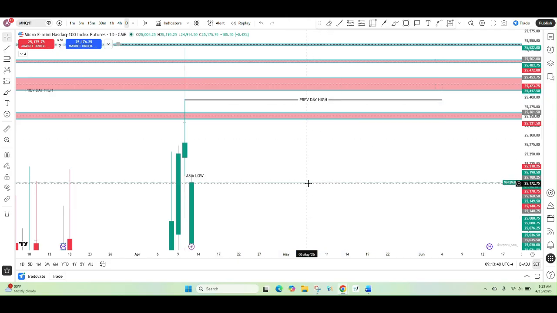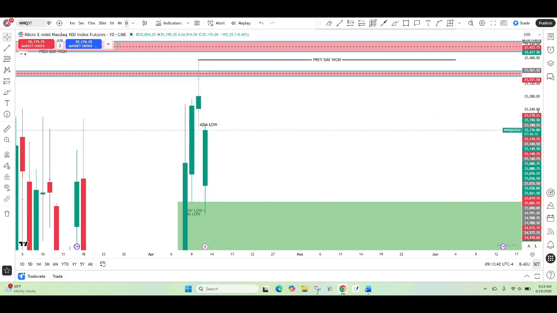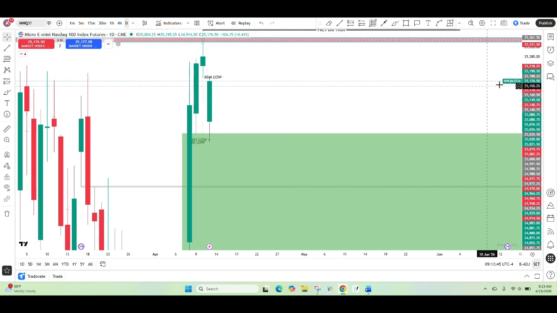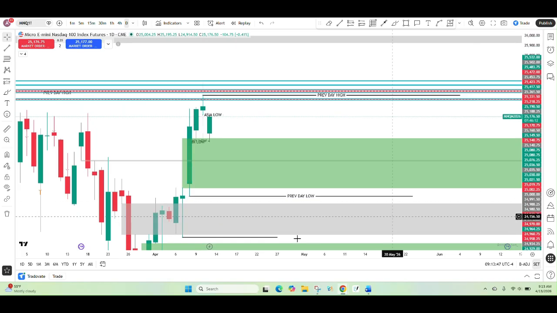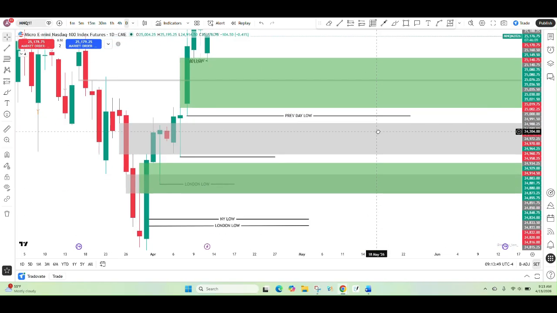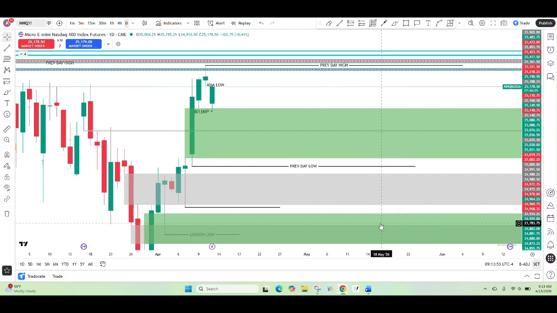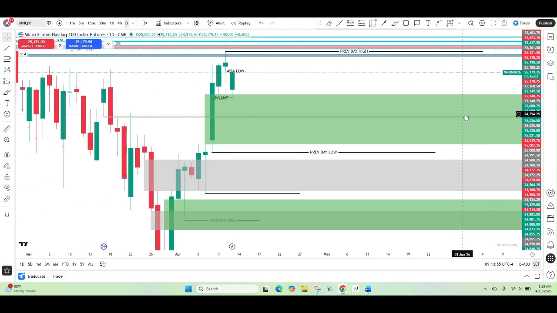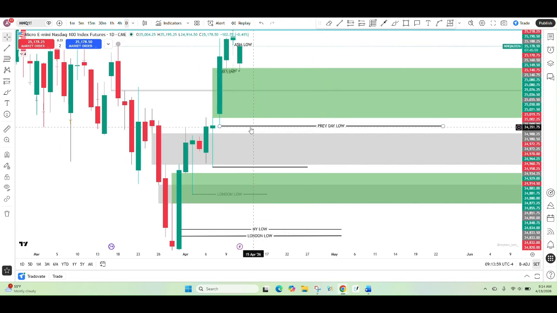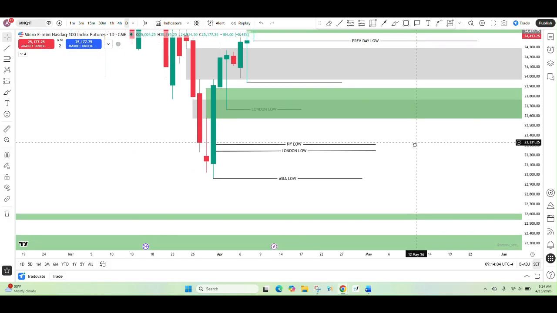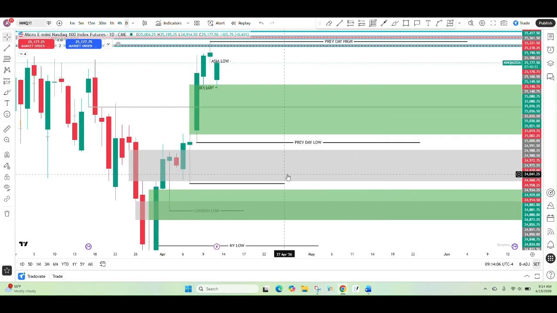Okay, previous day high and low. So it looks like we're trending bullish. We're in a bullish trend right now because you see we have higher highs and higher lows. I'm going to see if there's any other levels that can be taken out. All of these are still valid key levels. I'm going to keep all of these.